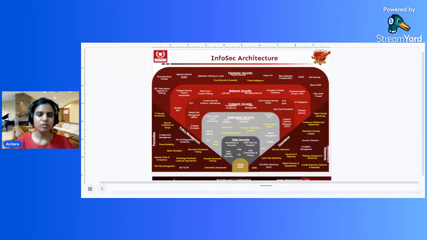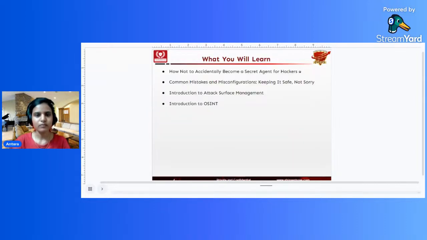On the operations part, it's more of the detection and monitoring part, right? In this region, our topic comes in: attack surface monitoring, right? So let's dive more into that. This is just to give you an overview of what information security architecture looks like, what the layers are, what each layer contains, and what we as an organization need to know in order to protect our assets, right?